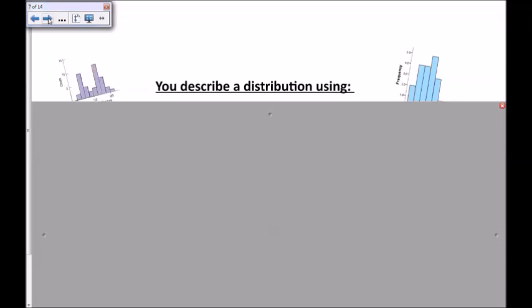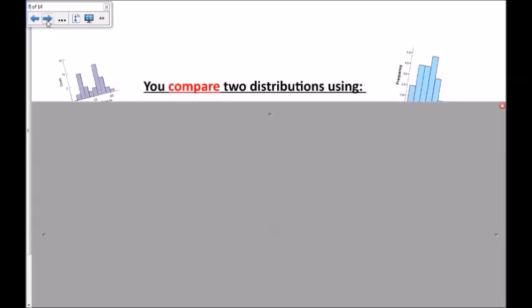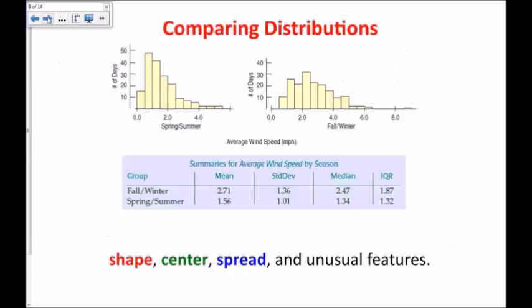Okay, here's a quick review from last chapter. When you describe a distribution, you talk about shape, center, spread, and unusual features. When you compare two distributions, you should use shape, center, spread, and unusual features. You compare with the same types of things that you use to describe a distribution. So here's an example. We've taken the wind speed data and broken it between spring, summer versus fall, winter. And we compare the shape, center, spread, and unusual features for these two distributions.